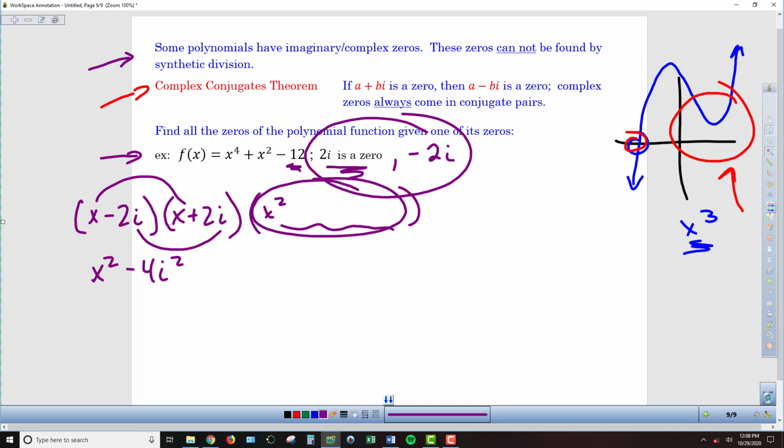But of course, i squared gets replaced with negative 1. So we're ending up with x squared plus 4 when I multiply those two known factors out. And so now, that means that x squared plus 4 times this missing quadratic has to get us back to our original function. Or, what I could say is, take that original function, divide it by x squared plus 4, and then that will leave me with the quadratic that I can then solve.